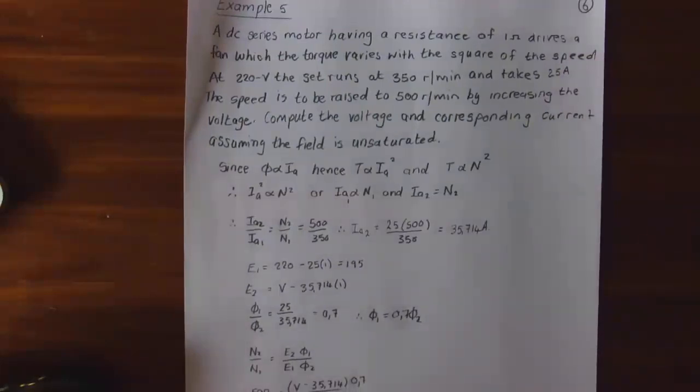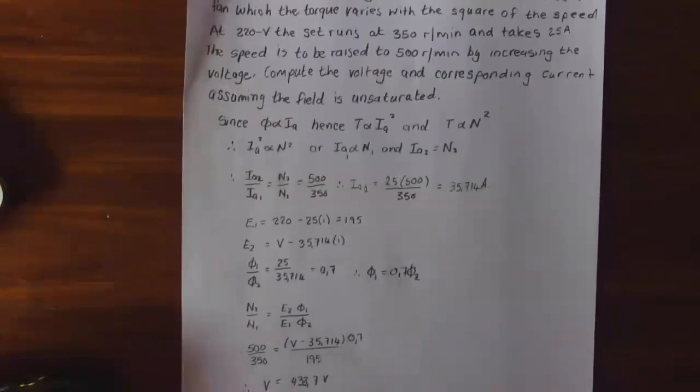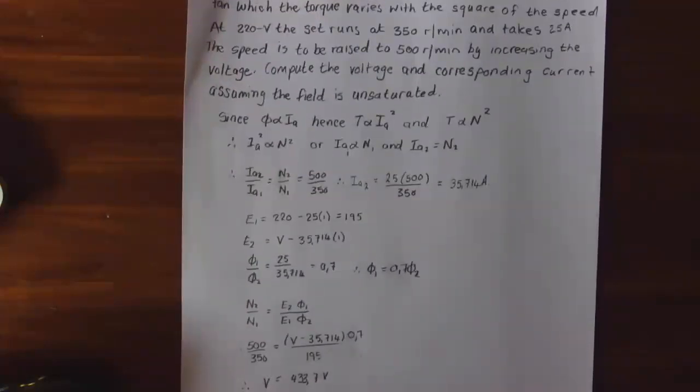Since this field is unsaturated, the flux is directly proportional to the armature current, and the torque is directly proportional to IA squared, and torque is directly proportional to N squared. So we get that IA squared is equal to N squared, and IA2 is then N2. So IA2 over IA1 is N2 over N1. That gives us that I2 is 35.714 amps.